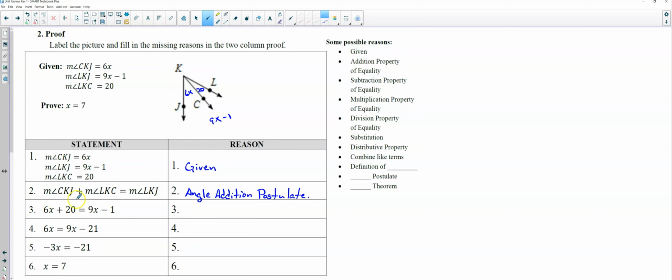All right, so 6x plus 20, 6x plus 20. Well, CKJ is 6x, so this is substitution. LKC is 20, and LKJ is 9x minus 1. This is just substitution, so I'm gonna put that there: substitution.